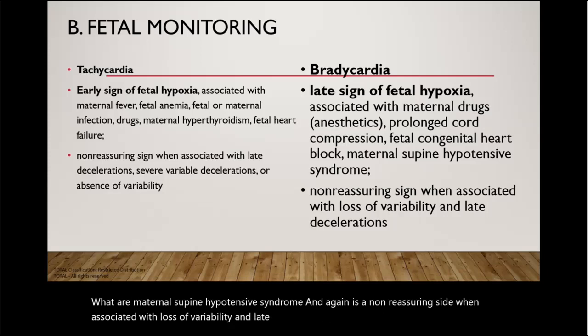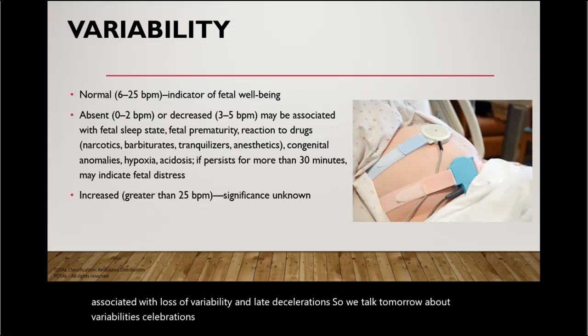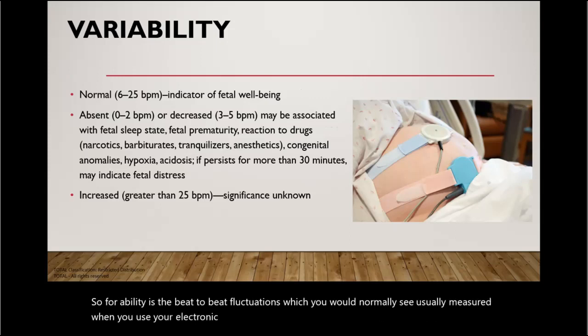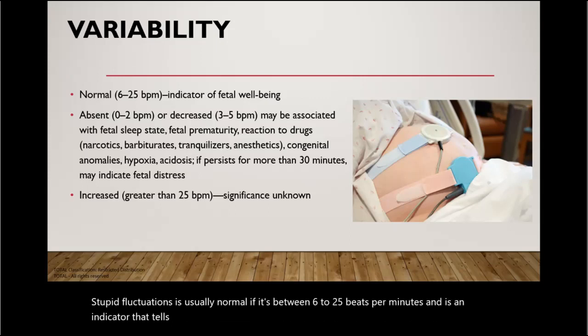So we've talked so much about variability and decelerations. Let's look at what variability is. Variability is the beat-to-beat fluctuation which you would normally see, usually measured when you use electronic fetal monitoring. It's usually normal if it's between 6 to 25 beats per minute, and it's an indicator that the fetus is doing well. So you want to see your readings between 6 and 25 beats per minute.